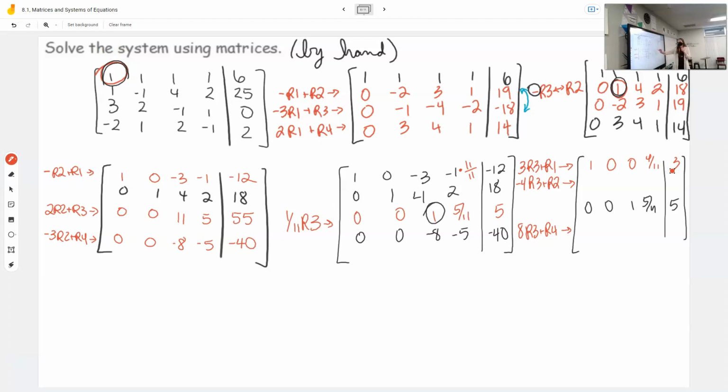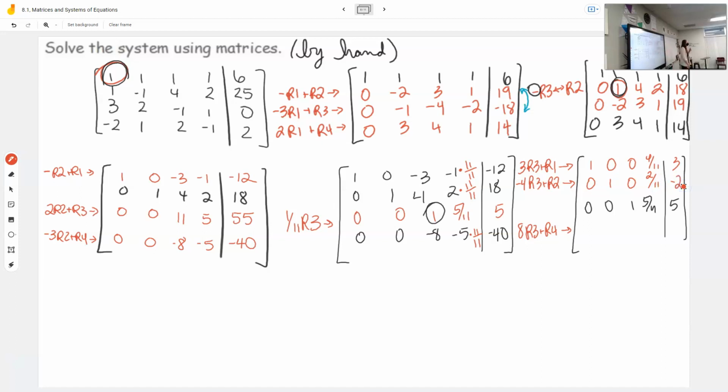I think I'm going to need to get 11ths for everything. This is going to be thought of as 22 11ths. This is going to be thought of as 55 11ths. Okay, negative 4. Negative 4 times 0 is 0. 0 plus 0 is 0. Negative 4 times 0 is 0. 0 plus 1 is 1. Negative 4 times 1 is negative 4. Negative 4 plus 4 is 0. Negative 4 times 5 11ths is negative 20 11ths. Negative 20 11ths plus 22 11ths is 2 11ths. Negative 4 times 5 is negative 20. Negative 20 plus 18 is negative 2.